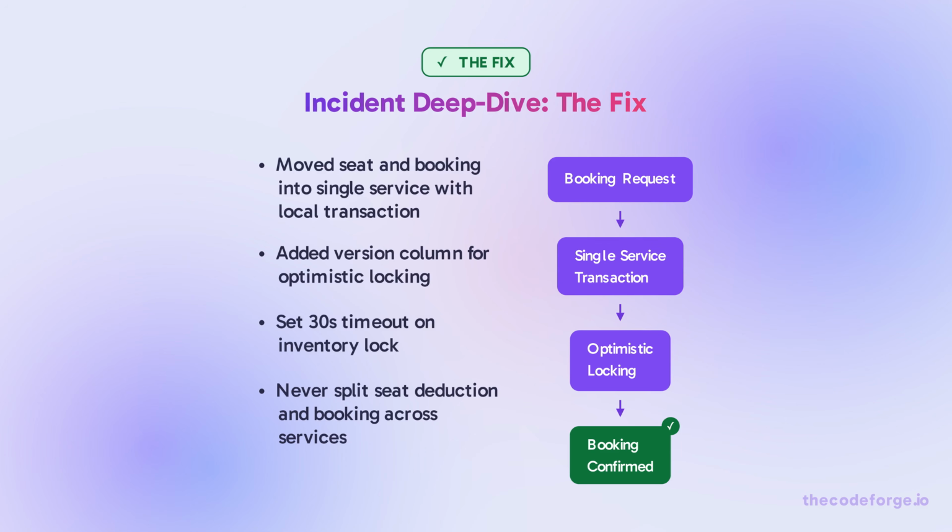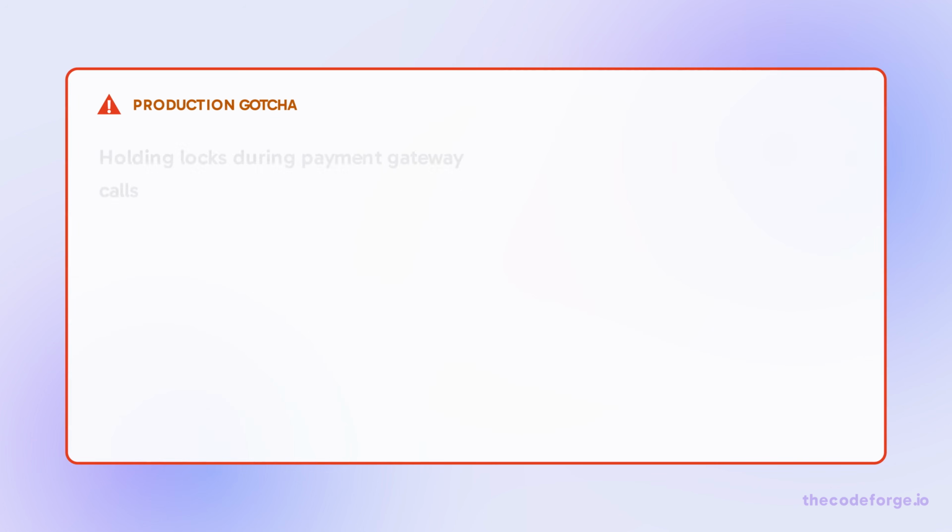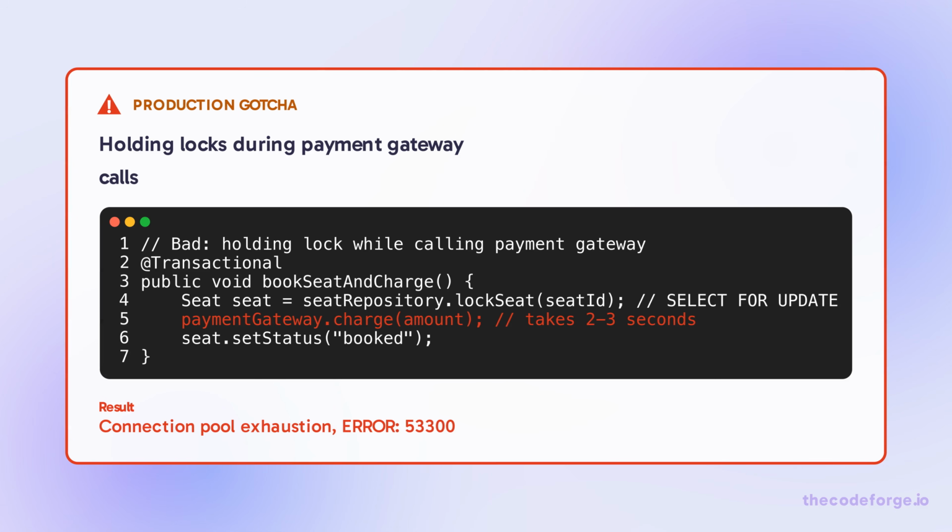The fix was to move seat inventory and booking creation into a single service with a local transaction. They added a version column on the seats table and used optimistic locking with retry. They also set a 30-second timeout on the inventory lock to prevent long waits. Never hold a database lock while waiting for a payment gateway. This will exhaust your connection pool under load. Use optimistic locking or a reservation with TTL instead.